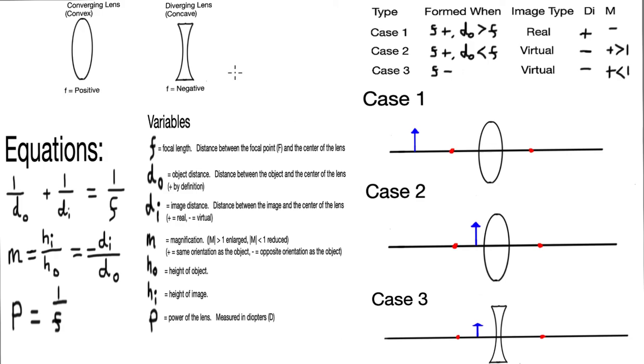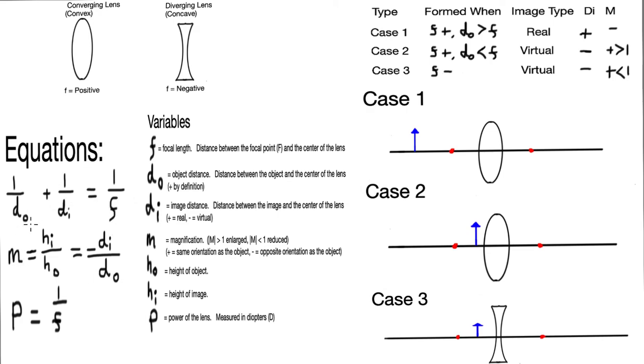If we look over here in the top left of the screen, we can see the shape of a converging lens and a diverging lens. Another name for a converging lens is convex, while another name for a diverging lens is concave. Another distinction: converging lenses always have a positive focal length, whereas diverging lenses always have a negative focal length.